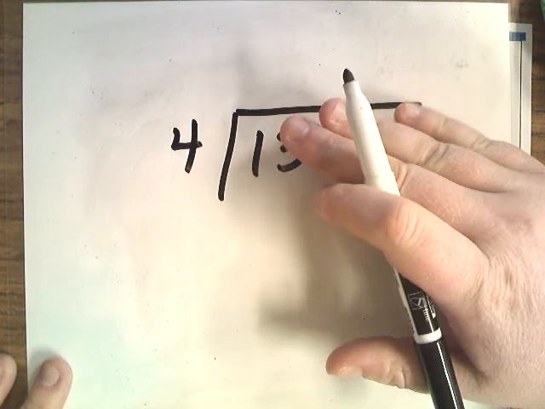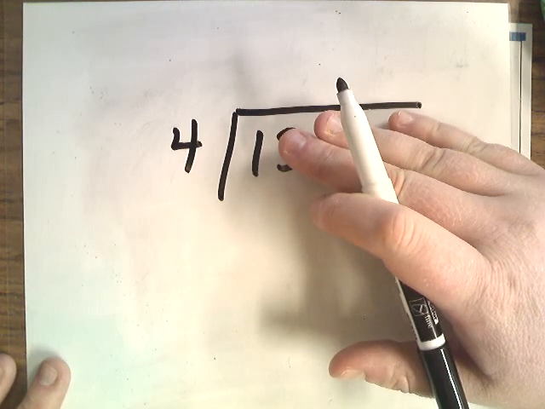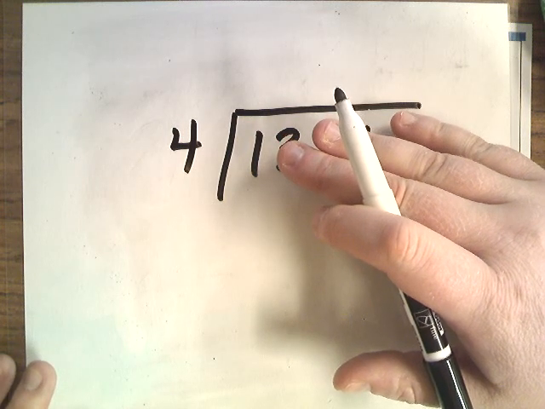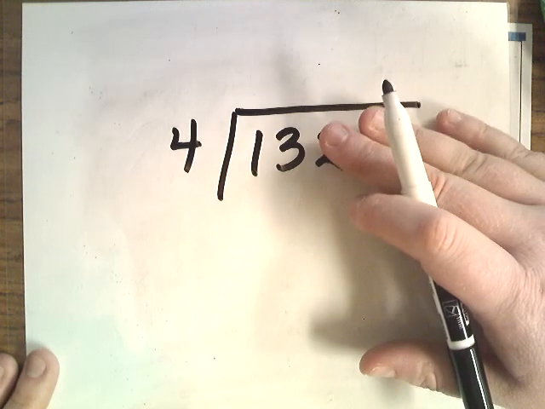So we're going to take a look at it one number at a time. How many groups of 4 are there in 1? How many times can 4 fit into 1? It can't. So we have to move to the next number.